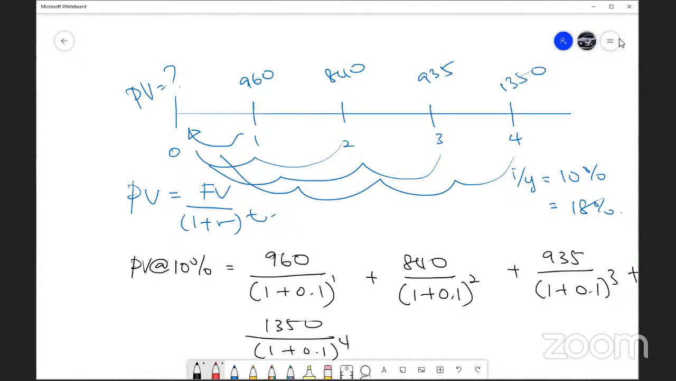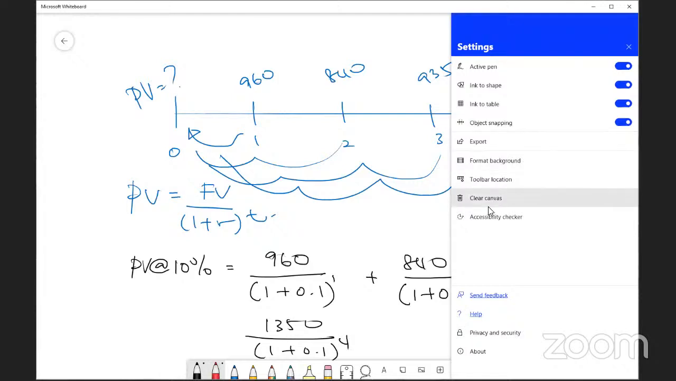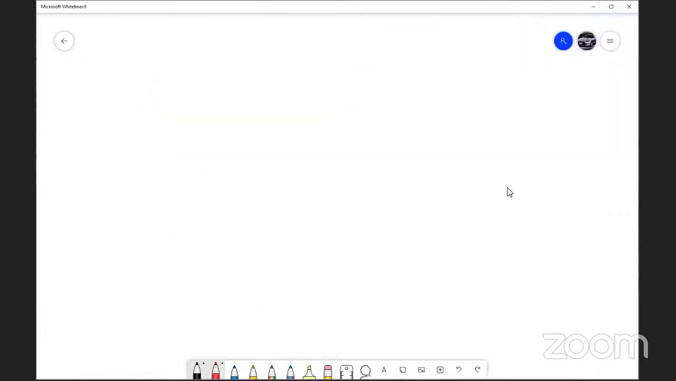Okay, so let's move on then. We already covered single present value, simple interest rate, and compounded interest rate. Now, multiple cash flow discounted rate. Let's see what's next on number 8.